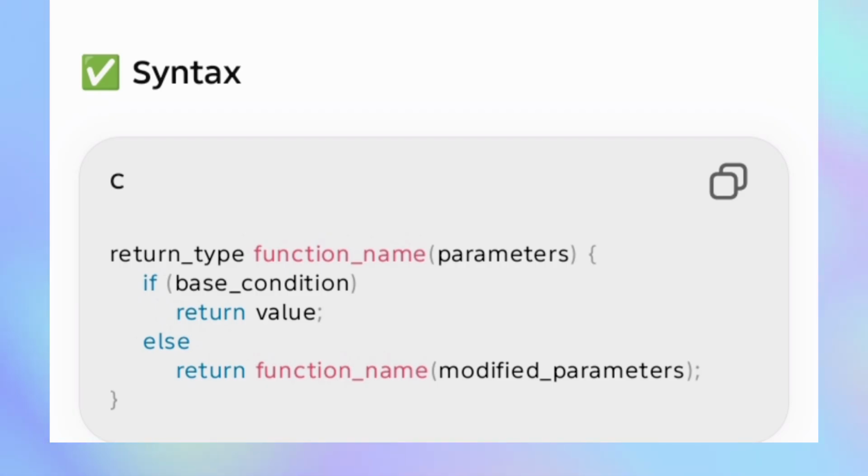This is the syntax: return type, function name, parameters. If the base condition is met, return the value, else return the function name with modified parameters, and close the bracket. This is the syntax for a recursive function in the C programming language.